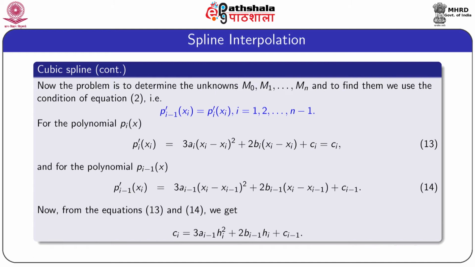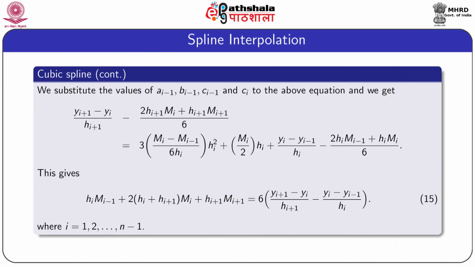So, from these two equations we get c_i = 3a_{i-1}h_i^2 + 2b_{i-1}h_i + c_{i-1}. So, this equation represents a relation between a_i, b_i, c_i and c_{i-1}. Now, in this equation we substitute the values of a_{i-1}, b_{i-1}, c_{i-1} and c_i. We get this equation, and after simplification or rearranging of this equation, we get equation number 15.